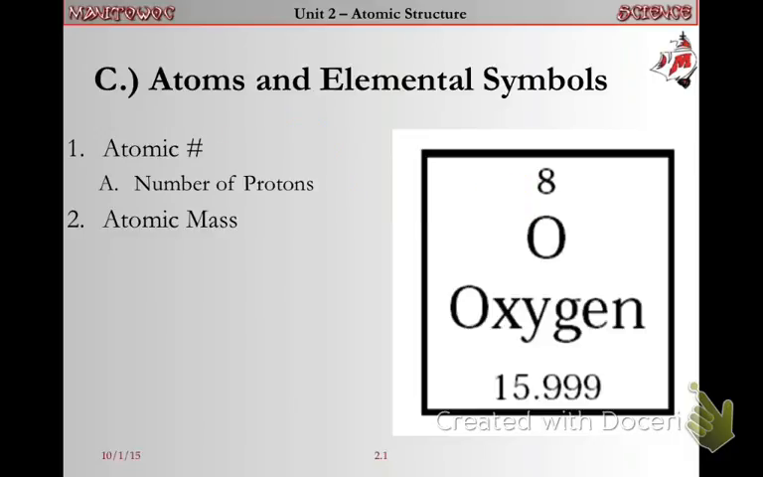Now the atomic mass is the other key number in an elemental symbol or an elemental square. And in this particular elemental square, it's shown here on the bottom. It's actually not a whole number, it's 15.999. And that's due to the fact that the amount of neutrons that an oxygen atom has can actually be altered, can change. And when those neutrons change, we have something called an isotope. So the atomic mass is specifically defined as the average mass of isotopes of an element.